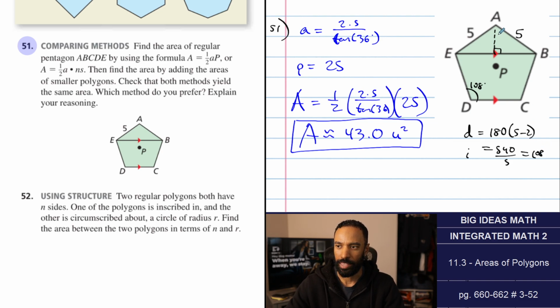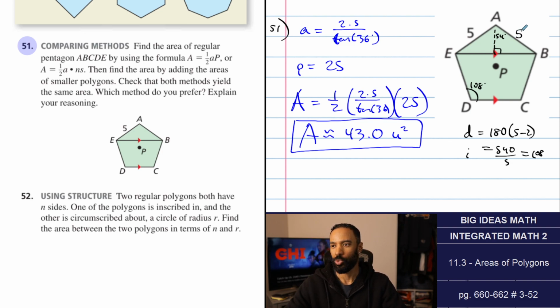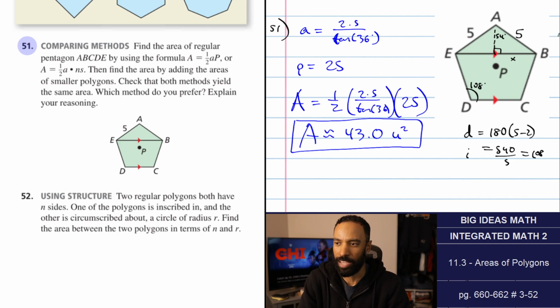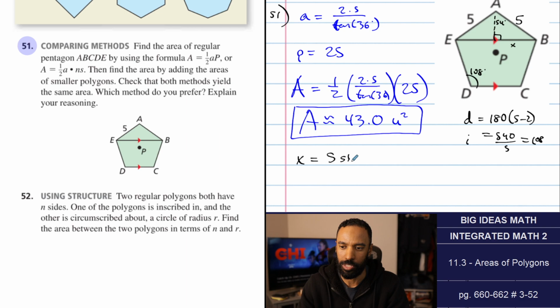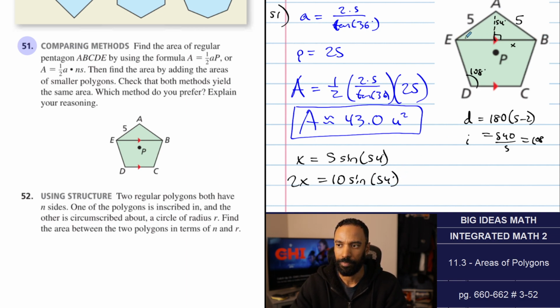So if that's 108, then one of these is 54 degrees, which goes in right there, which means I can use trig to find out one of these side lengths here, which I'll call x. And if I get that x value, then I can figure out what goes there for the triangle. The sine of 54 is x over 5, so x is 5 times the sine of 54. So 2x is 10 times the sine of 54. That's the entire base of this isosceles triangle here.